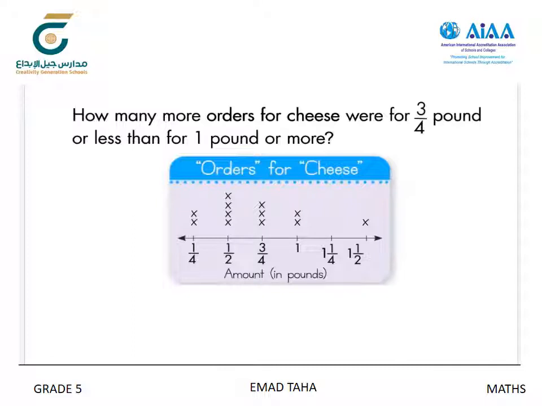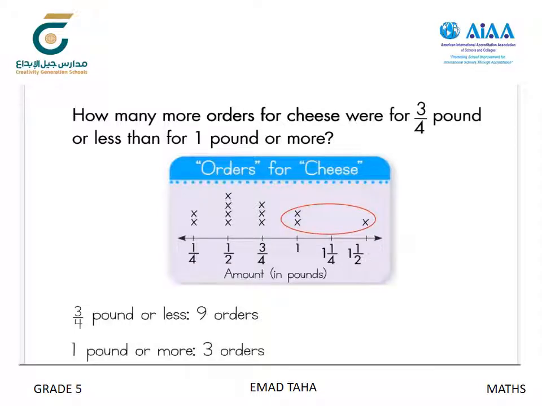Listen and look for other students who do count the number of X's to find the number of orders for cheese. They count the X's above 1/4, 1/2, and 3/4 to find that there were 9 orders for cheese that were for 3/4 pound or less. Then they count the X's above 1 and above 1 and 1/2 to find that there were 3 orders for cheese that were 1 pound or more. Finally, they subtract the numbers of orders to find that 6 more orders were placed for 3/4 pound or less than for 1 pound or more.